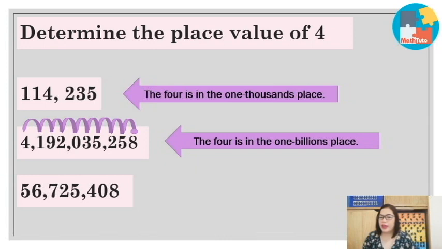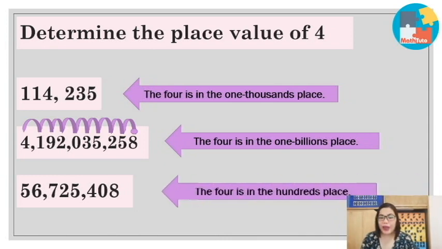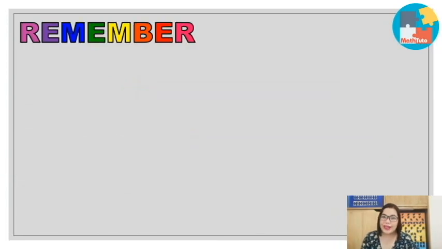56,725,408. So you determine the place value of 4. Okay, you start with the rightmost number. So you're correct, that is in the hundreds place. So in writing numbers into words, we should remember these two things.